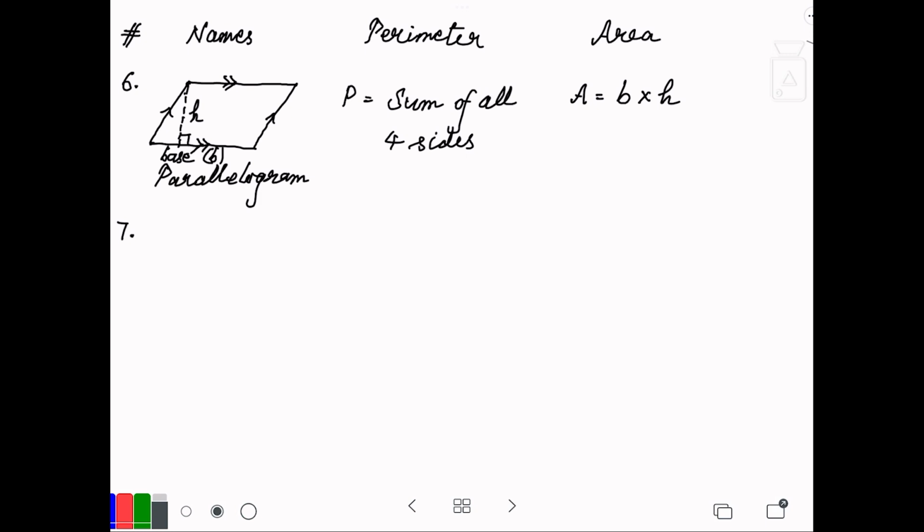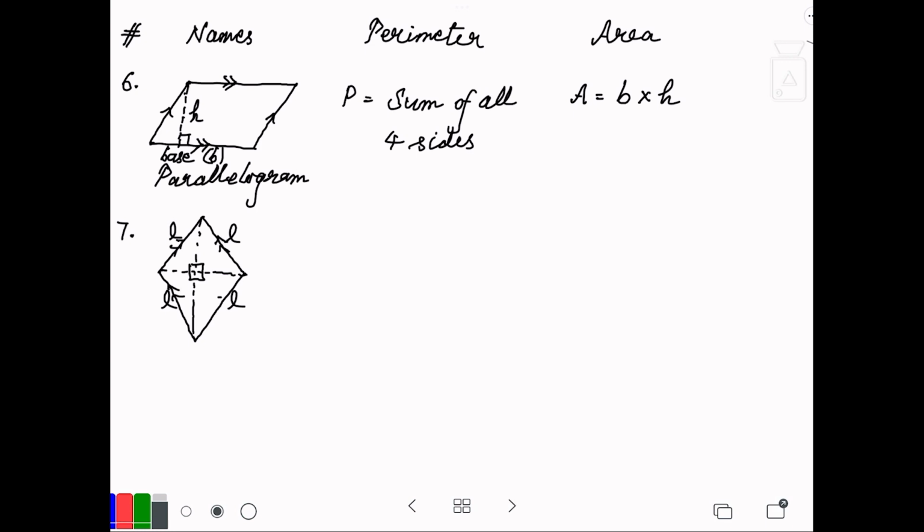Let's move on to the next quadrilateral, which is called a rhombus. What is meant by a rhombus? A rhombus is nothing but a four-sided figure in which all sides are again equal. All these sides are equal.